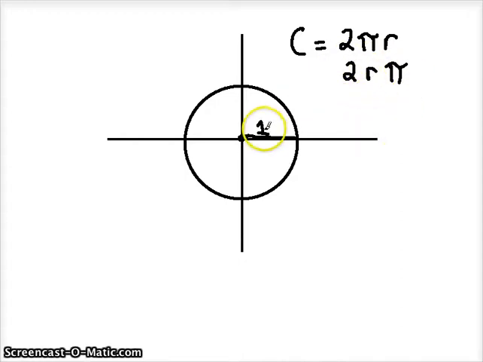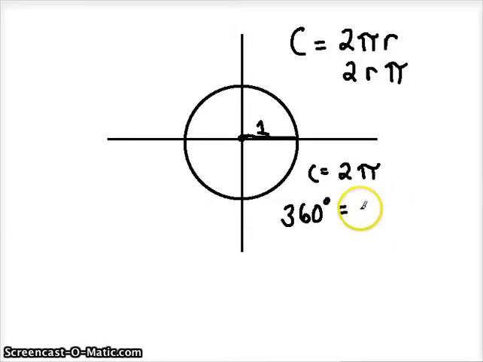So if we double our radius, 2 times 1 is still 2, and we leave pi as pi. So we can find that the circumference around a circle, if the radius is 1 unit, is just 2 times pi. Or in other words, the distance around a circle is 360 degrees. So we can also define 360 degrees as equal to 2 pi.